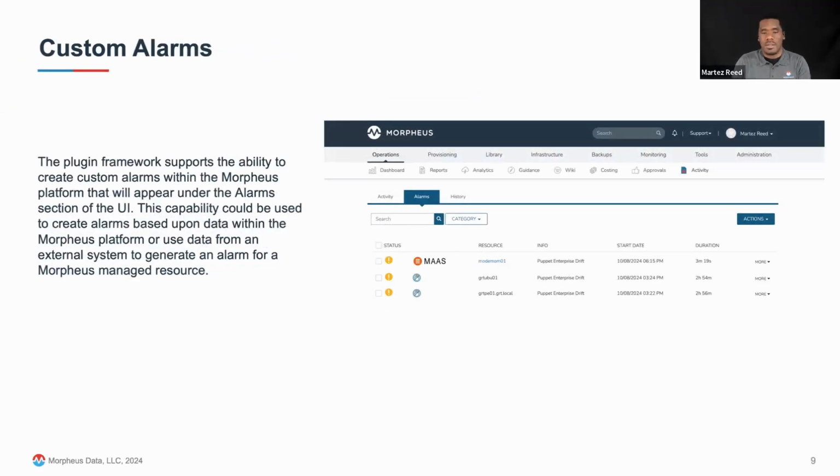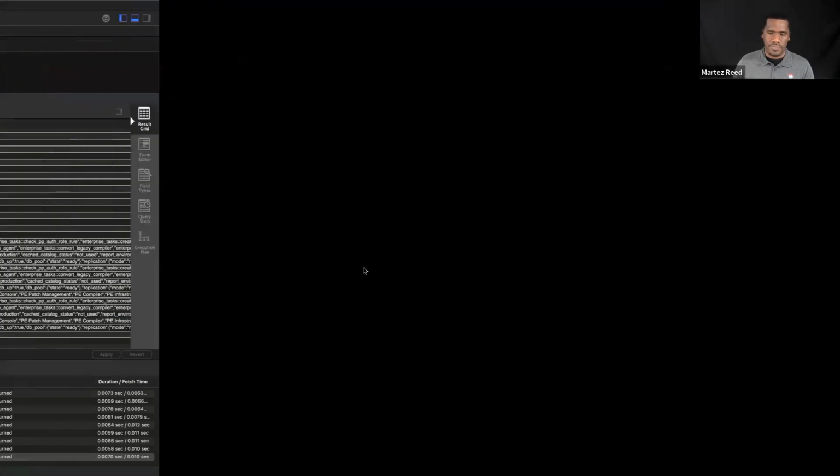Custom alarms within the Morpheus platform. There is an alarm section within the Morpheus platform, as well as the little bell at the top next to the search section, in which things like errors would appear to flag your attention. But what this does is allow me to define new types of alarms within the Morpheus platform for whatever capability you think makes sense for this particular integration.